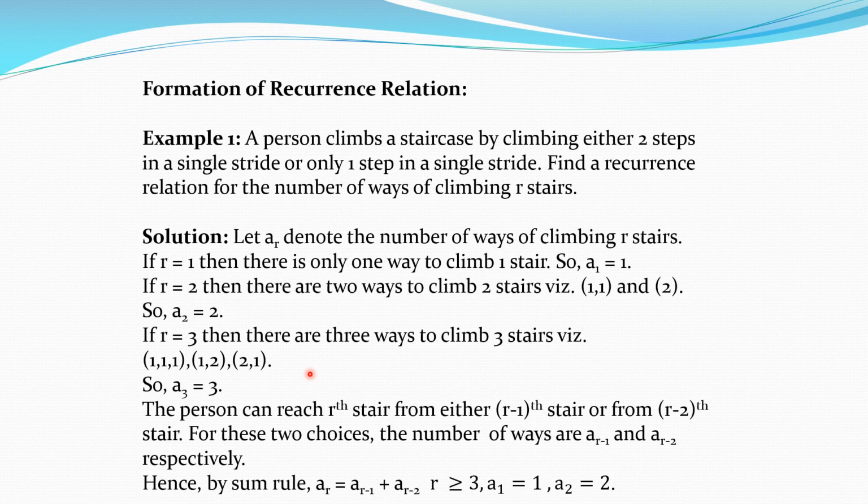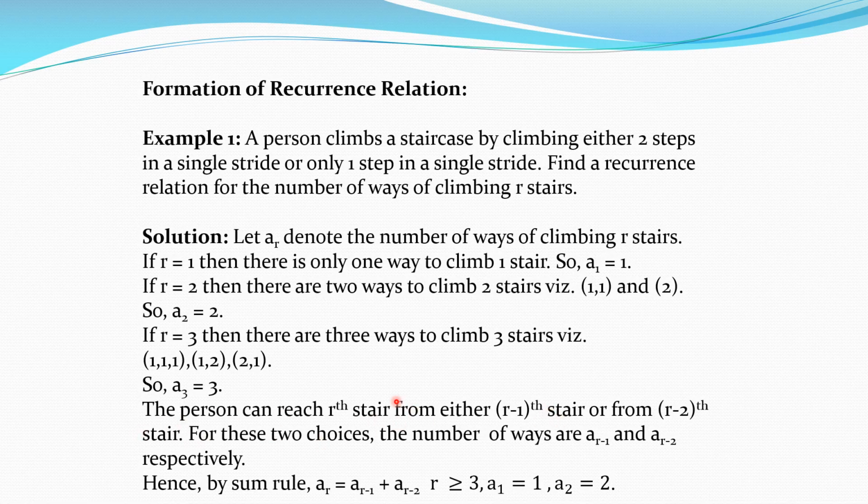Now, in general, how can we find a_r? Now see, the person can reach the rth stair from either the (r minus 1)th stair or from the (r minus 2)th stair. See what is this logic? It is given that he can climb either 2 steps in a single stride or only 1 step in a single stride. So to reach the rth stair, he must reach the (r minus 1)th stair so that he can climb 1 stair, or he must reach the (r minus 2)th stair so that he can climb the remaining 2 steps in a single stride.